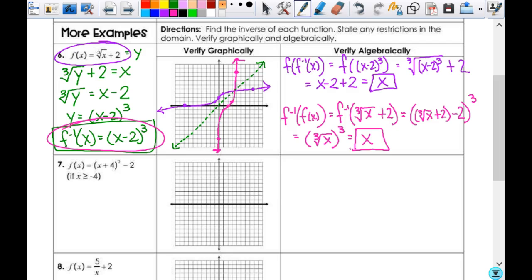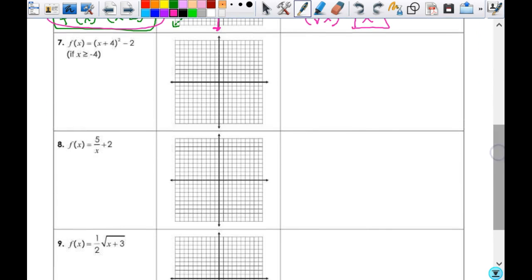All right, we good? Anything else? Okay. All right, so then let's look at 7. So we have a domain restriction here, right? It says x has to be greater than or equal to -4. And that should make sense for the most part because if I just graphed this with no domain restriction, if this wasn't here, what's the parent function of that? It's a quadratic. It's a parabola, right? So it would look like this. And then does that have an inverse? Does that pass the horizontal line test? No. So it doesn't, right? That's why we have to have that domain restriction.